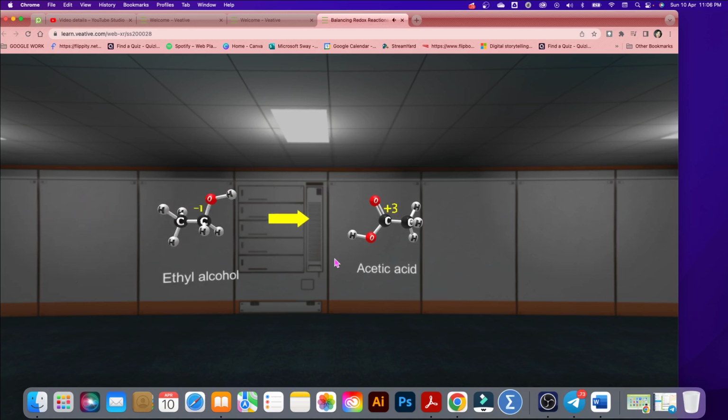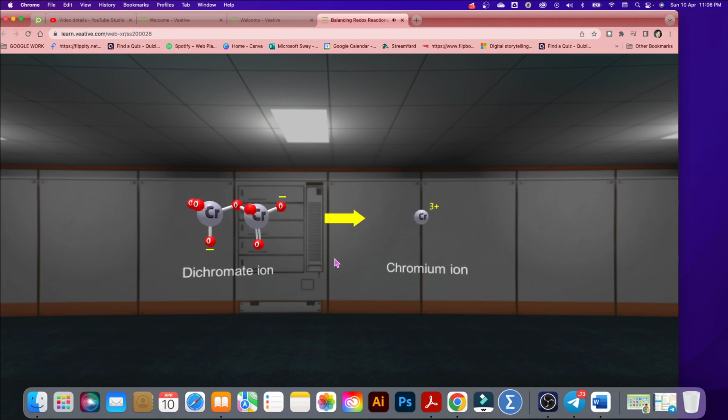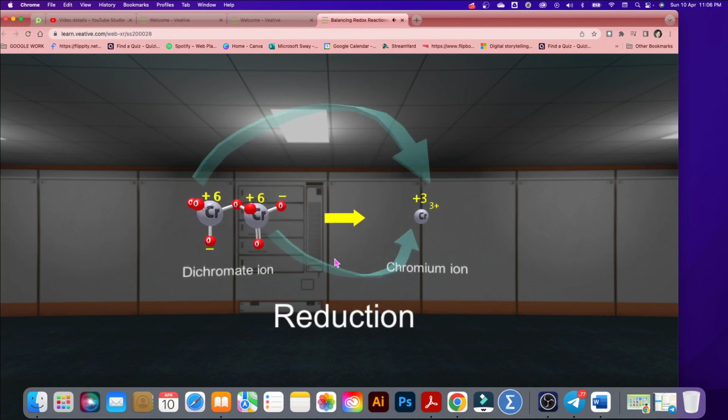Hence, the carbon atom in ethyl alcohol undergoes oxidation from -1 to +3 in acetic acid and constitutes the oxidation half reaction. The chromium atom in the dichromate ion undergoes reduction from +6 to +3 in the chromium ion and constitutes the reduction half reaction.